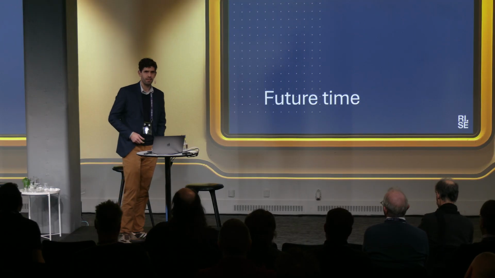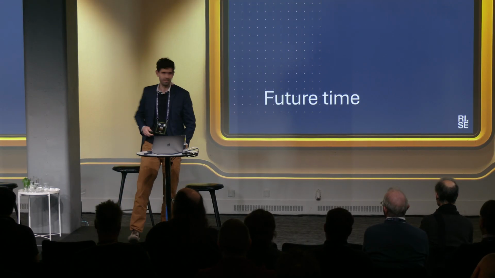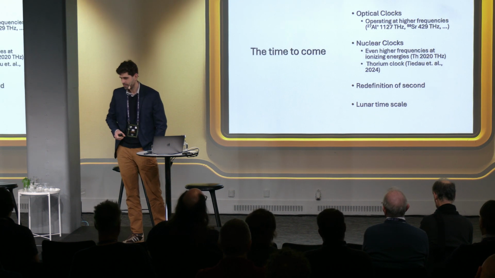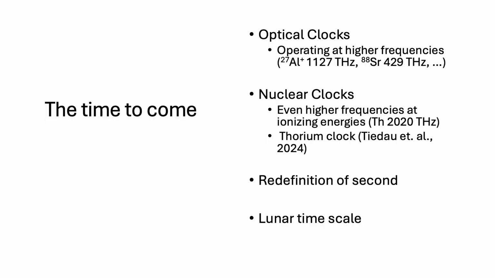Future time. This is my last slide. I will just give you a hint on what's on the horizon in the timing community. We have optical clocks. For the last 10 years, the cesium standard has not been the most precise way to measure time. So-called optical clocks measure other transitions in the atoms at much higher frequencies. While the cesium definition is at 9 gigahertz, we now measure transitions which are at the terahertz level, or even above that. Doing so, we get much higher precision in our measurements.